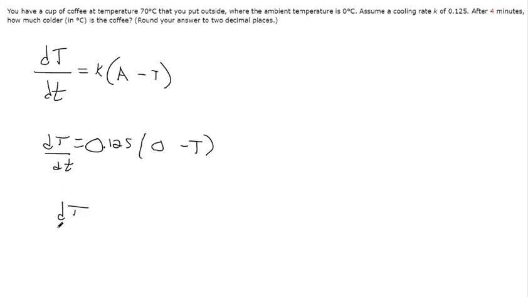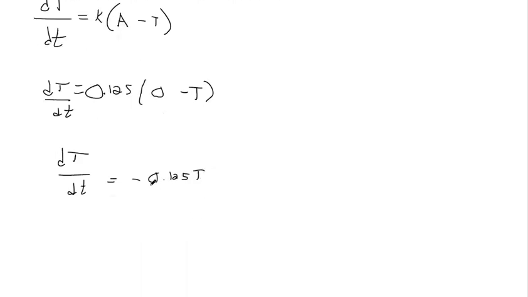This is dT over dt. That equals, this is going to be 0, and this is negative 0.125 capital T. And so we can separate it so that we have capital T on the left, lowercase t on the right, even though there's no lowercase t terms. We can divide this from both sides.